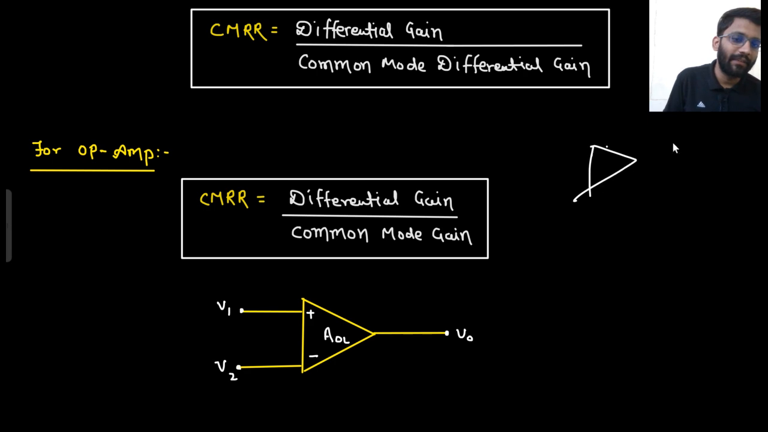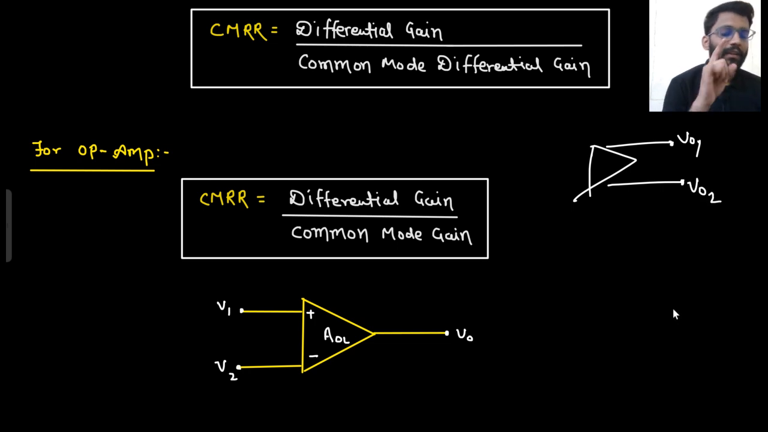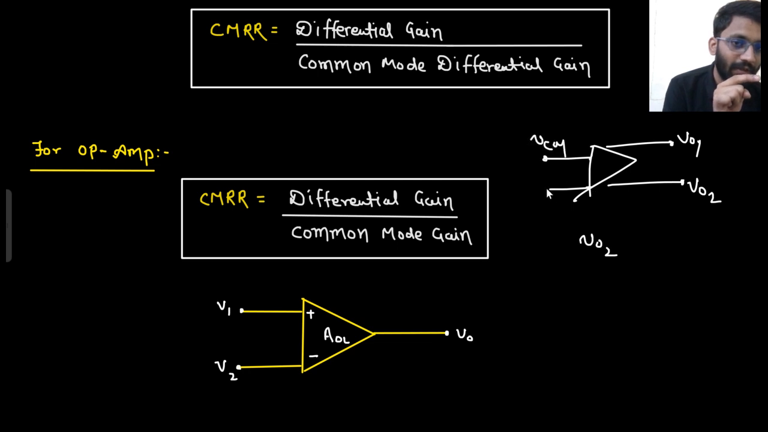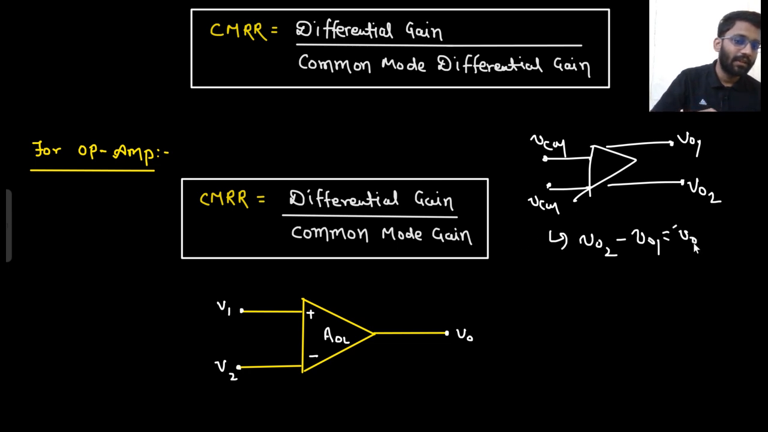So in the differential amplifier, there were two outputs, V01 and V02. What was the common mode differential output? You apply VCM input, and in case of common mode differential output, you take the subtraction. And what was the common mode output? You just take the average of both of them. That's it. V02 plus V01 divided by 2.